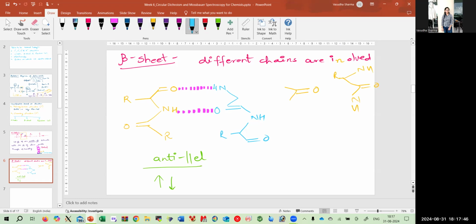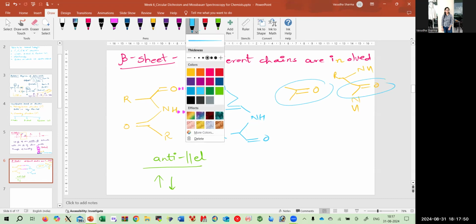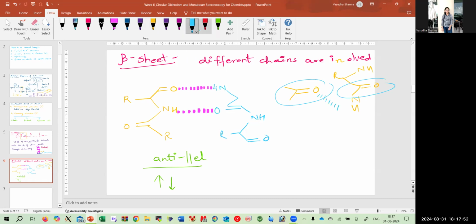So this moiety and this moiety, they are facing each other in a similar fashion. And here we have hydrogen bond interactions. So this is called when both the systems are parallel to each other, both the chains are parallel to each other, and the interaction is happening. That would give rise to a beta sheet. So different chains are involved, whereas in the alpha case, the intra hydrogen bonding interactions happen between the carbonyl group and the amide group.